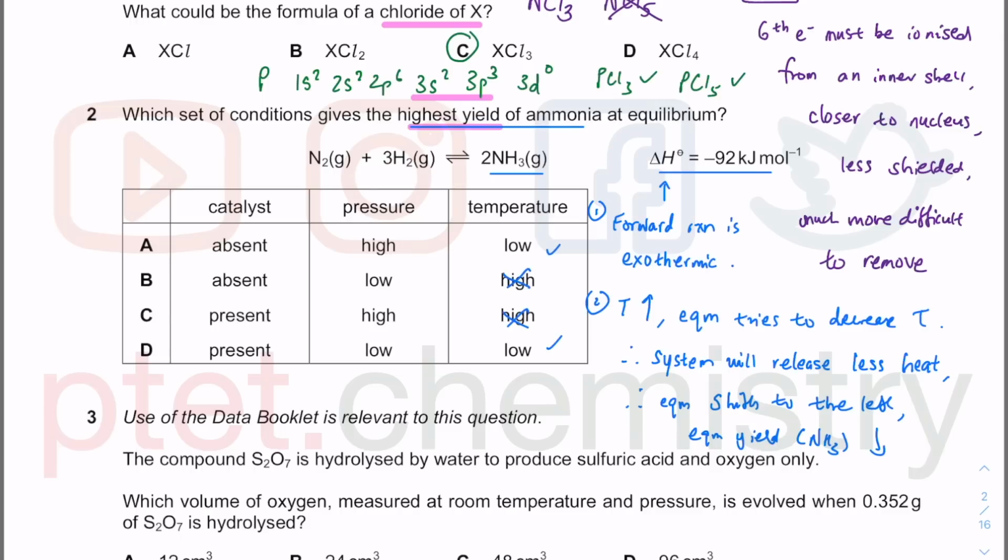In terms of catalyst, whether catalyst is absent or present, they will not affect the yield because they only affect the rate.